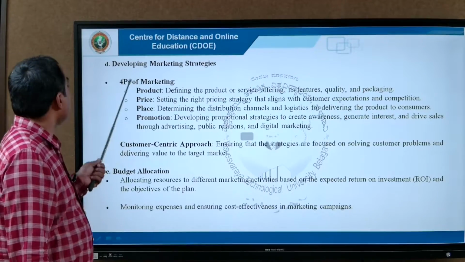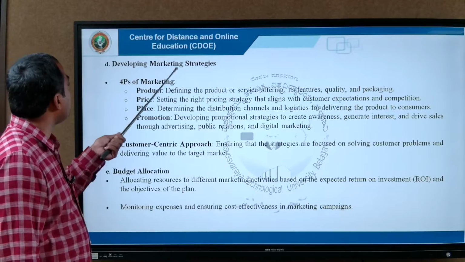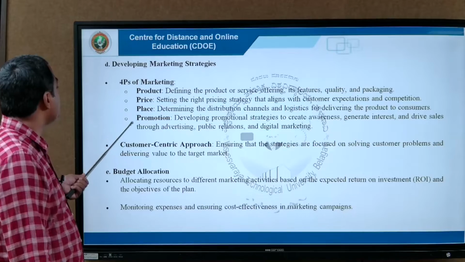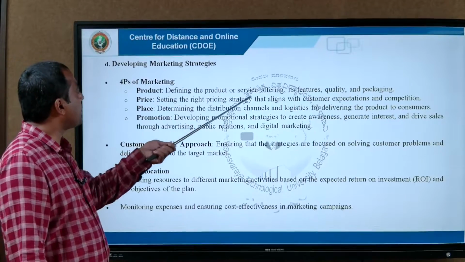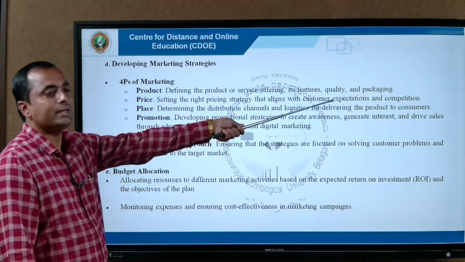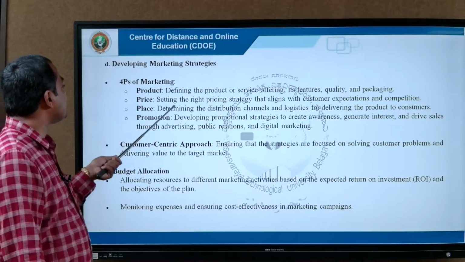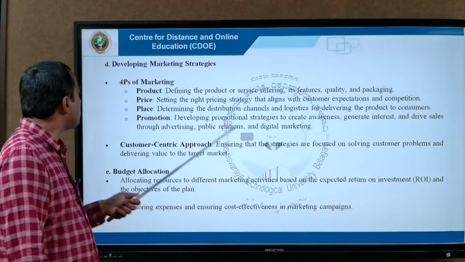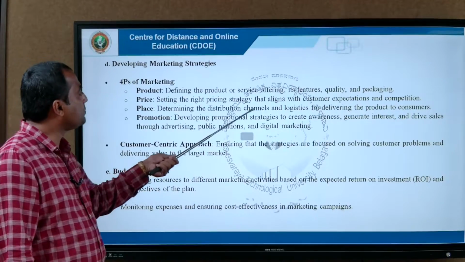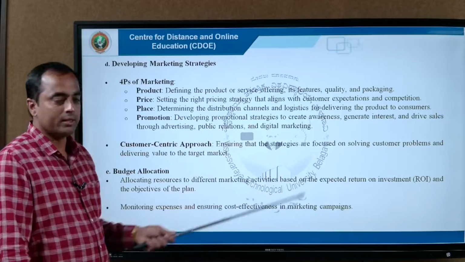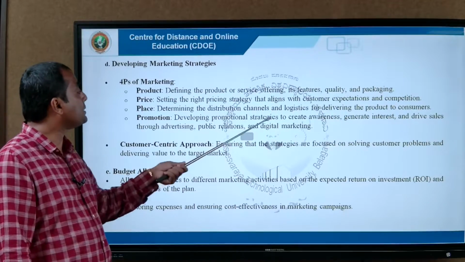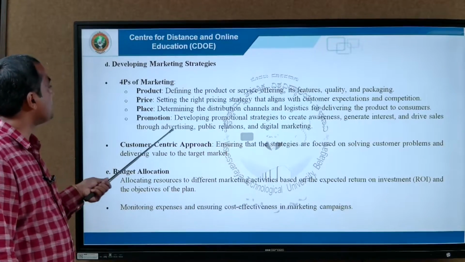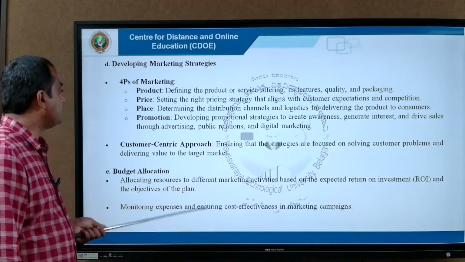Then developing marketing strategies. So it's about the 4 P's: product, price, place, promotion. Defining the product or the service offering, its features, quality and packaging. Then price, setting the right pricing strategies that align with customer expectation and competition. Place, determining the distribution channel and logistics for delivering the product to the customers. Promotion, developing promotional strategies to create awareness, generate interest and drive sales through advertising, public relations and digital marketing also.